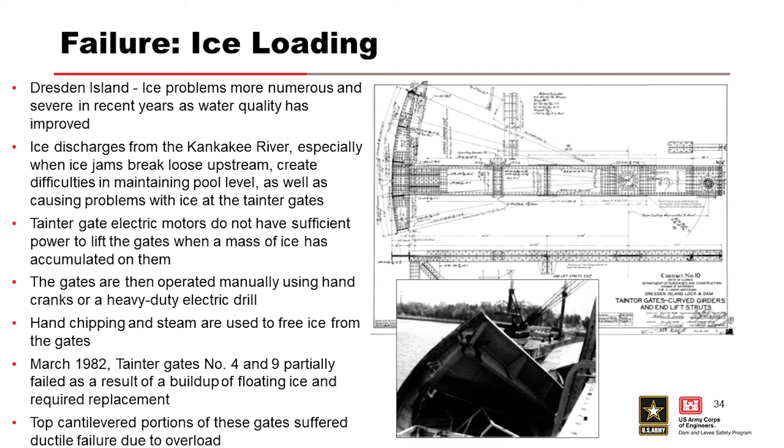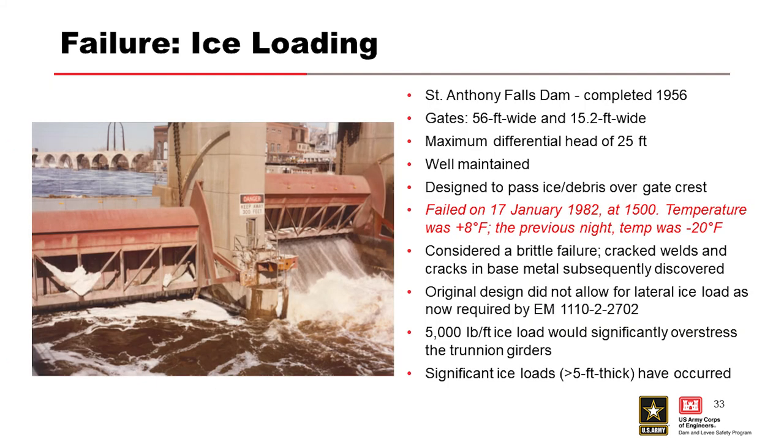Had more of a cantilever section to it. So it was more of a ductile failure in this case. And this one also happened in 1982. So isolating on the previous one, it was back calculated that a 5,000 pounds per foot ice load would have caused failure of that gate, and significant ice loads at that site have occurred.